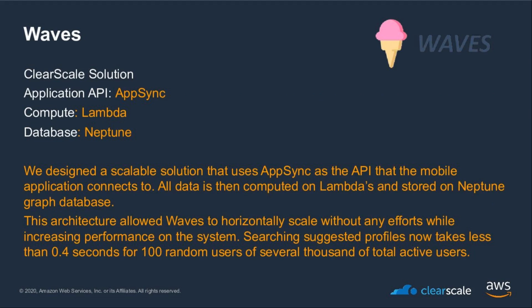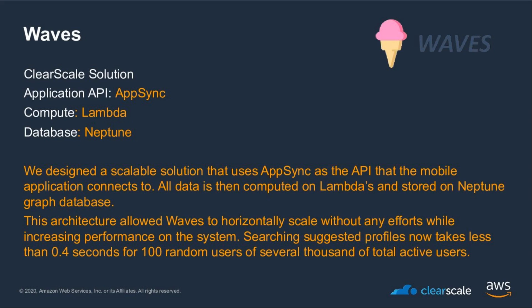So ClearScale designed a solution that uses AppSync for the API, what we've been going through this presentation, Lambda for the computations, and Neptune as the database of choice. All of this is managed by Amazon, and so Waves no longer has to worry about scaling their infrastructure or managing systems while they focus on actually developing their product. The architecture allowed for Waves to horizontally scale without any effort while increasing the performance on the system.